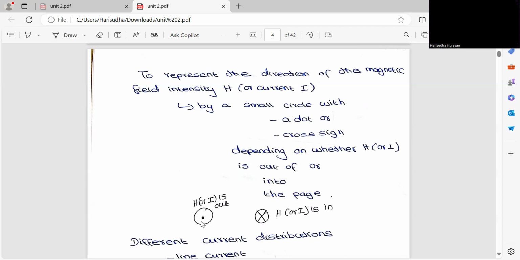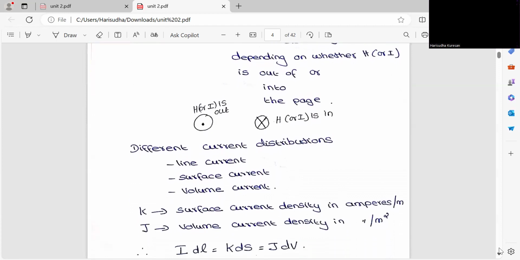The dot inside the small circle represents that the magnetic field intensity or the current is out of the page. And if you put a cross inside the small circle, it represents that the magnetic field intensity or the current is into the page. So different current distributions are there.